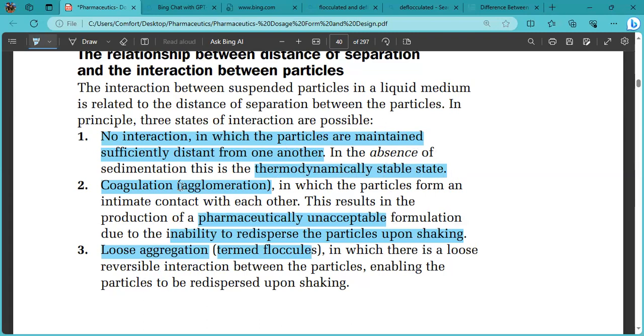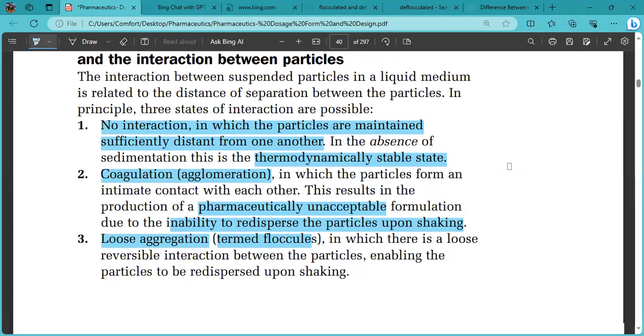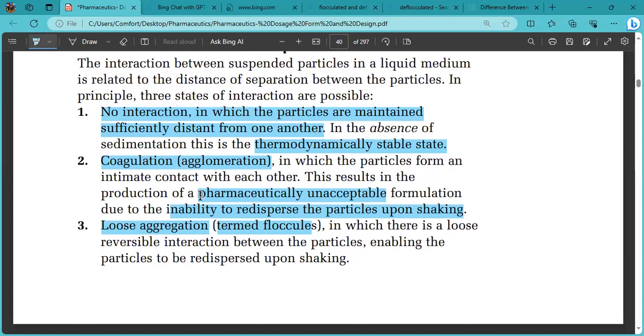And now we have the second scenario. In the second scenario, there's coagulation or agglomeration, in which the particles form contact with one another. So it results in formation of a suspension that is pharmaceutically unacceptable, because of the caking that I talked about, because with time they come and clump together, and as a result of gravity, they keep on sinking at the bottom.